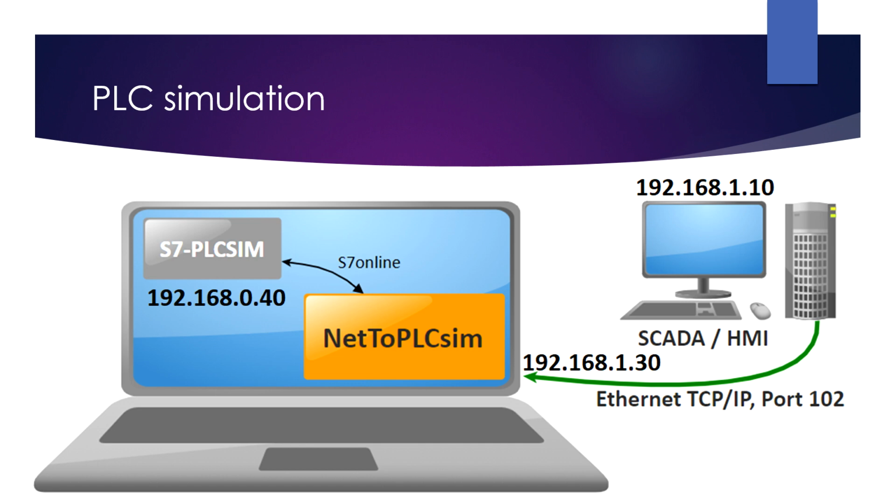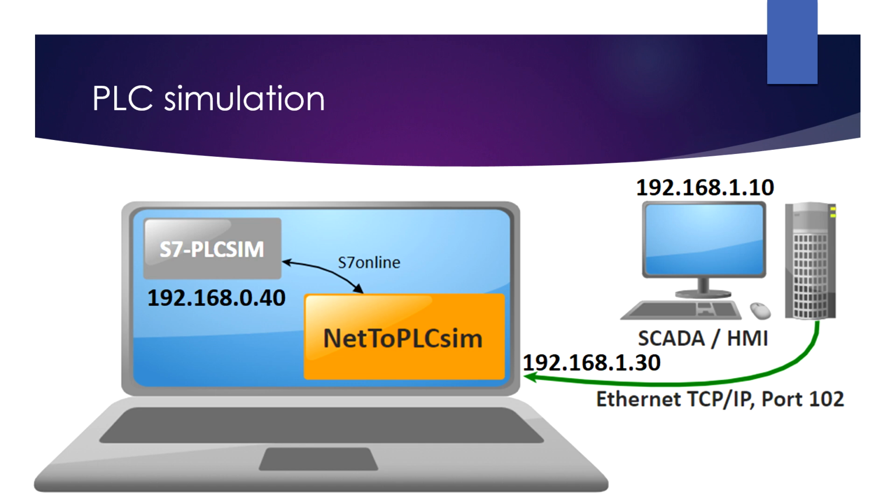When it detects incoming communication, it forwards the data to the simulated PLC with IP address 192.168.1.40. The PLC responds to the request, and the data is sent back to NetToPLCsim, which then redirects the response back to the network card at 192.168.1.30 via port 102. Finally, this information is returned to the ECS system.